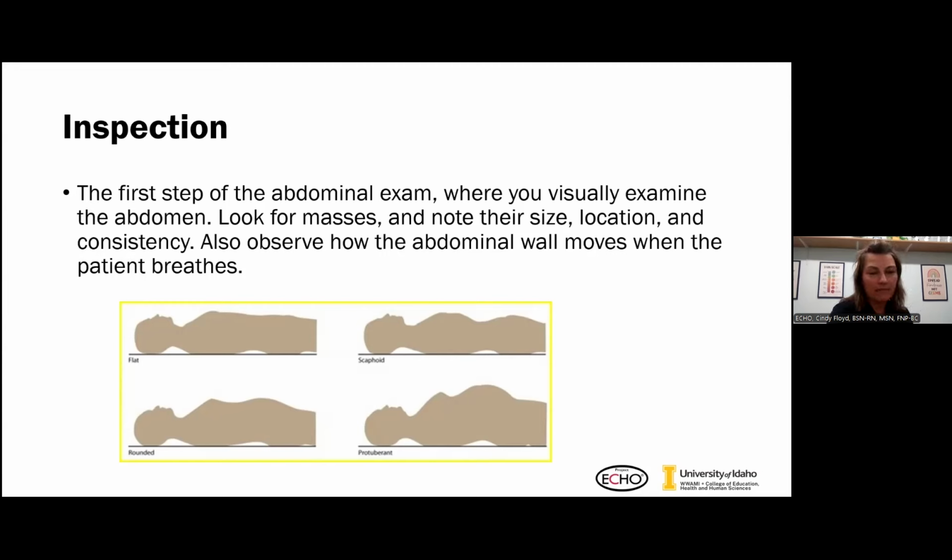We see more protuberant stomachs now with the obesity going on. And then the scaphoid, if we're seeing that, we might be thinking malnutrition. With that, it's super important that if we're seeing something that doesn't look right, we keep that in the back of our minds. One thing that you can do is have them cough or bear down, and that might make things a little more clear for us.